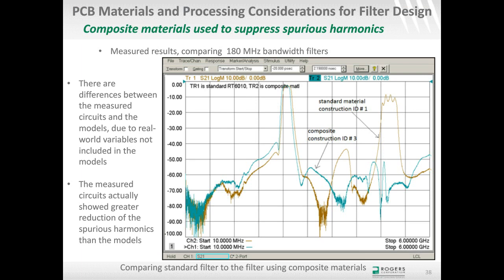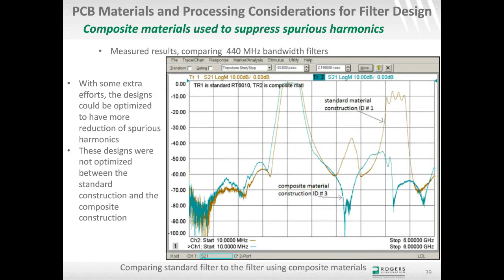But anyway, there are some real-world influences involved with the measured results I'm showing here that are a little different than the Sonnet model. Same idea again, except this is now a comparison of the filters with the wider bandwidth, 440 megahertz. The standard material is the brown curve. The blue curve is the composite material. You can see there's a big difference in the reduction of the spurious harmonic at 4.9 gigahertz. It's a difference of about 8 dB, all the way down to about 45 dB. So that's really a pretty good reduction of that spurious harmonic.